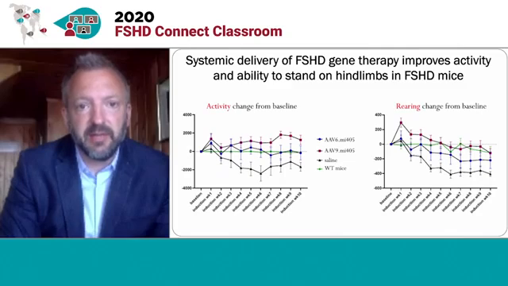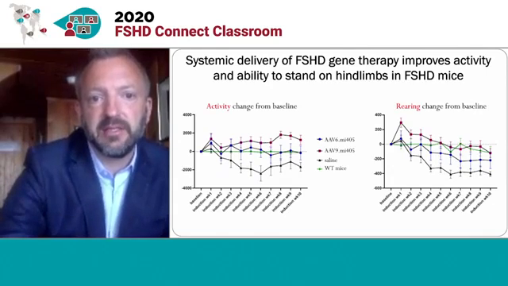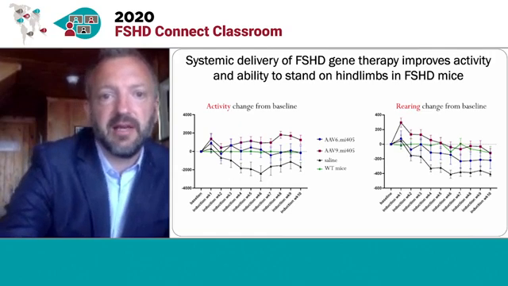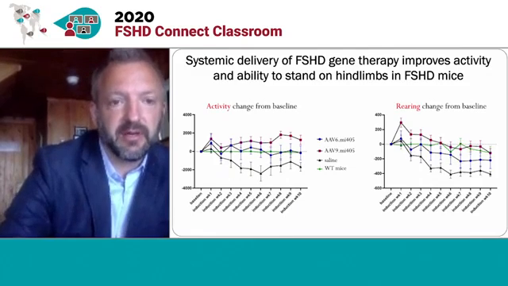our treatment systemically, we can improve both activity and rearing, which is the ability to stand up on the hind limbs in DUX4 expressing mice, using two different AAV vectors, AAV6 and AAV9, in the blue and the red. So again, we have some global benefit from delivering this microRNA.